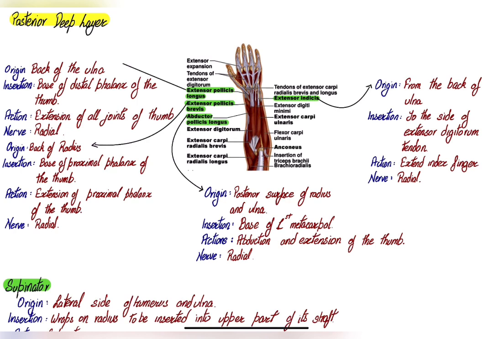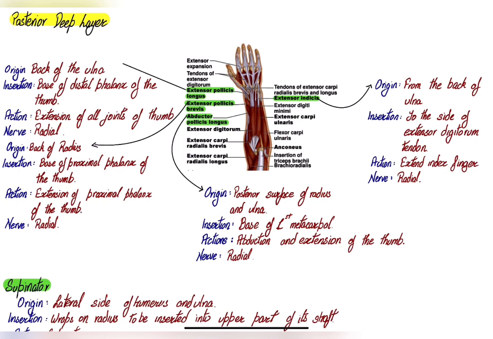The next muscle is the extensor pollicis brevis. It originates from the back of the radius, has its insertion in the base of the proximal phalanx of the thumb, and has the action of extension of the proximal phalanx of the thumb. The nerve that passes through it is the radial nerve.